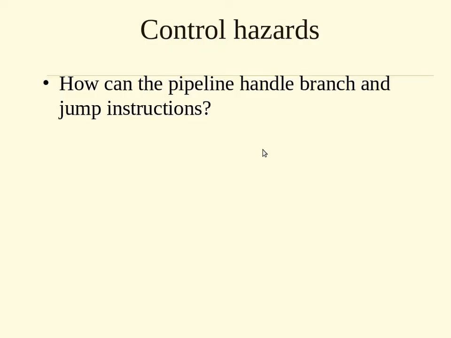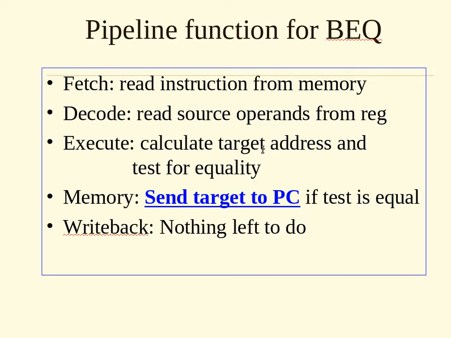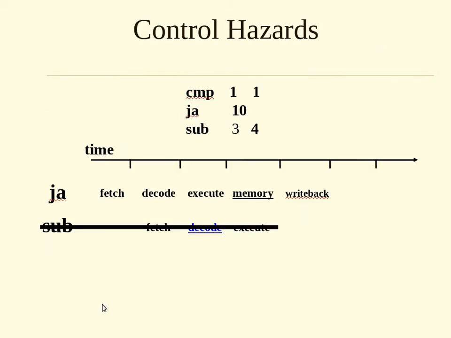All right, control hazards. How can we handle pipeline branches and jump instructions? Well, this turns out to be a bit of a problem because we send the target to the PC if the test is equal back in memory, which means that these instructions are not correct. So for example, we compare 1 to 1, which would be equal, we jump to 10. We would actually start reading subtract and then realize over here, oh wait, we don't mean to execute subtraction. Oops, what do we do here?